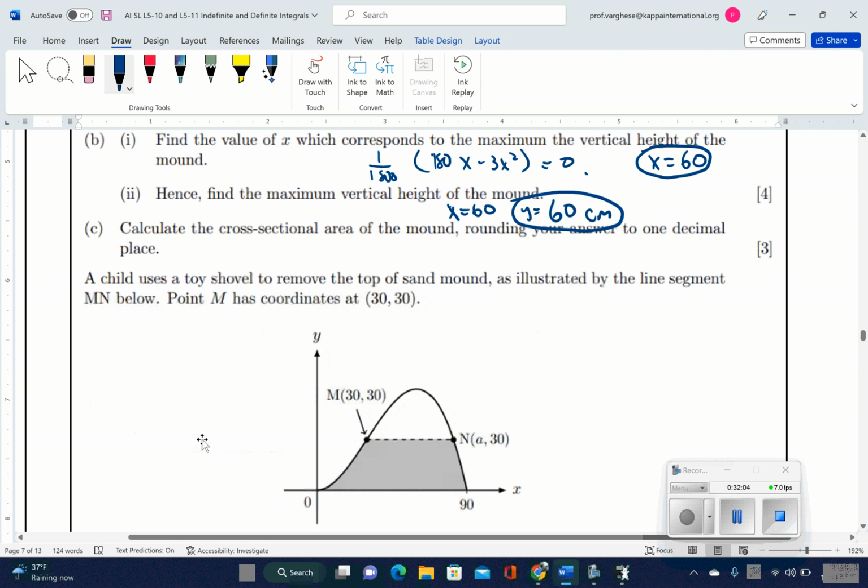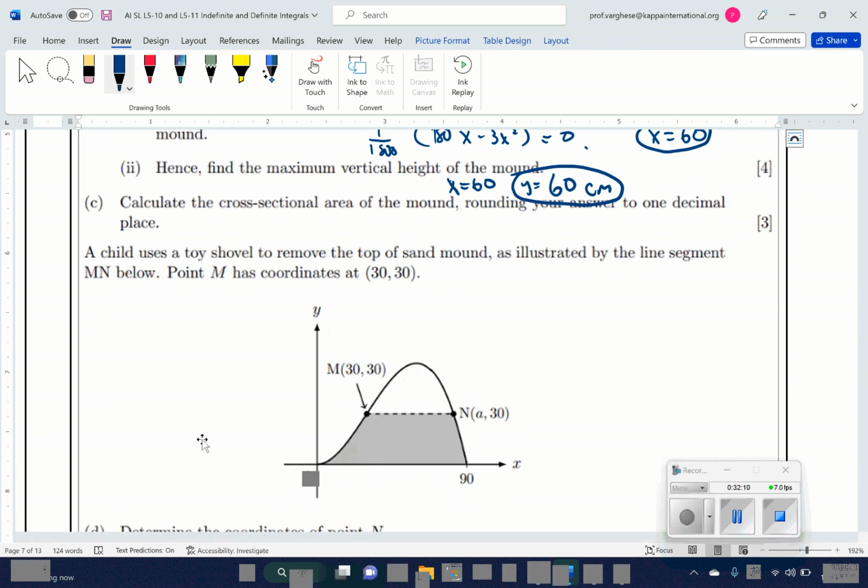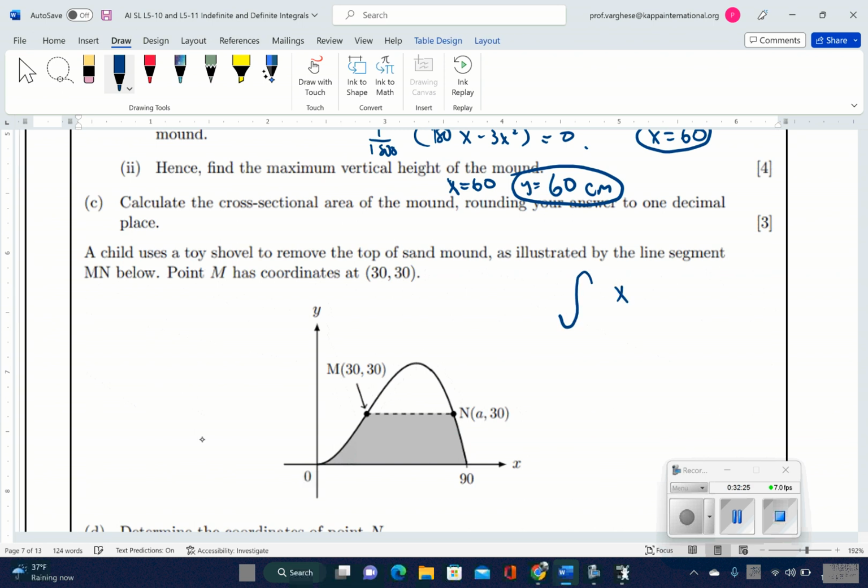Next one says calculate the cross-sectional area of the mound, rounding your answer to 1 decimal place. So to do that, let me see if I can get some space here. Part C, we are looking for the integration of our function, which is x squared (90 minus x) over 1800 dx. So we're looking for it from 0, and then the highest value of the cross-sectional area of the mound is going to be 90. So we're looking to find out what is the integration from 0 to 90 of this function. Okay.